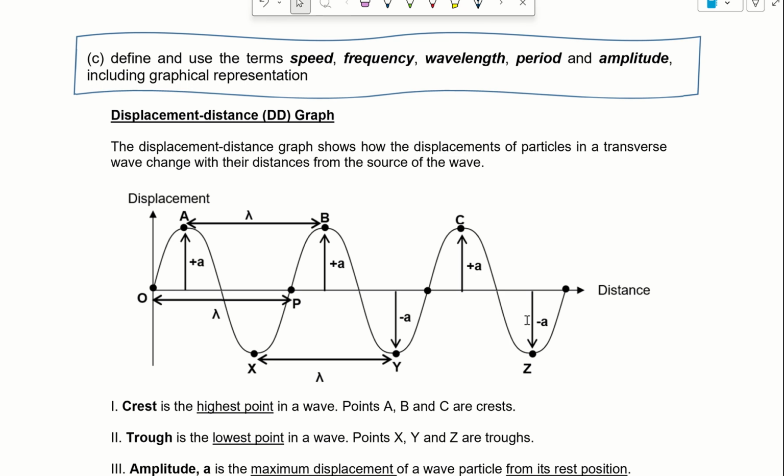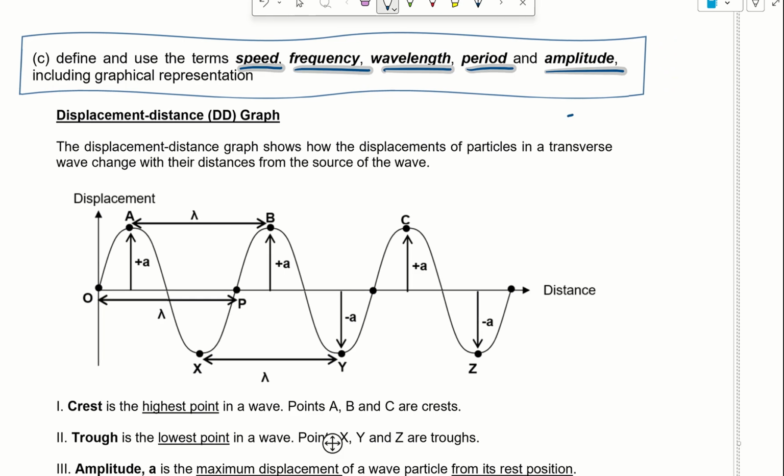For this video, I'll be going through general wave properties, success criteria C: define and use the term speed, frequency, wavelength, period, amplitude, including graphical representation. Okay, so for transverse wave, I'll be focusing more on transverse wave for this success criteria.